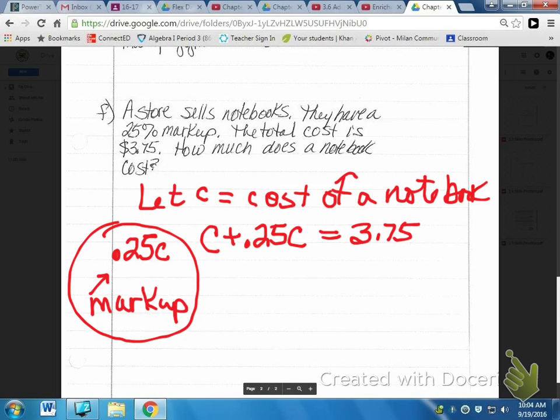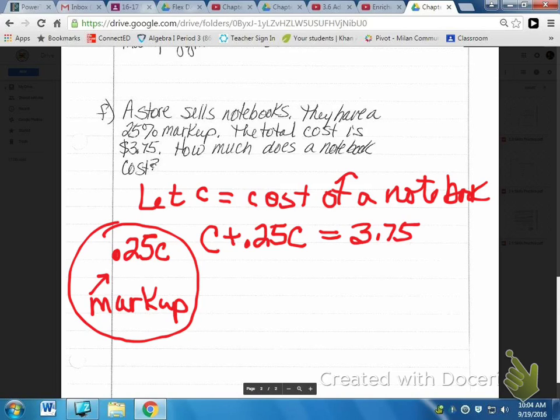So that's how you do that one. It is a little more thought involved. So to find a markup, you take the cost that you already have, plus you add a percentage of that cost on to make it a total cost of what you're going to charge for the notebook. So C was the original cost, plus 25% times that cost is the markup, and together it's $375. So that when you add those two together to actually solve, it would be 1C plus 0.25C, 1.25C, and you would divide.